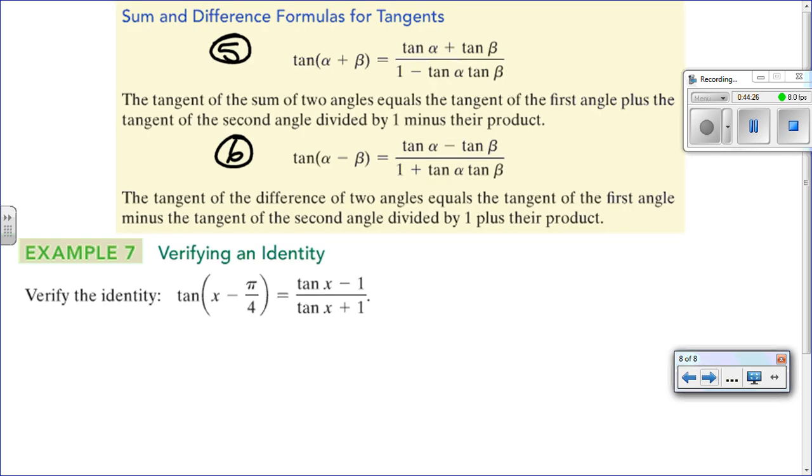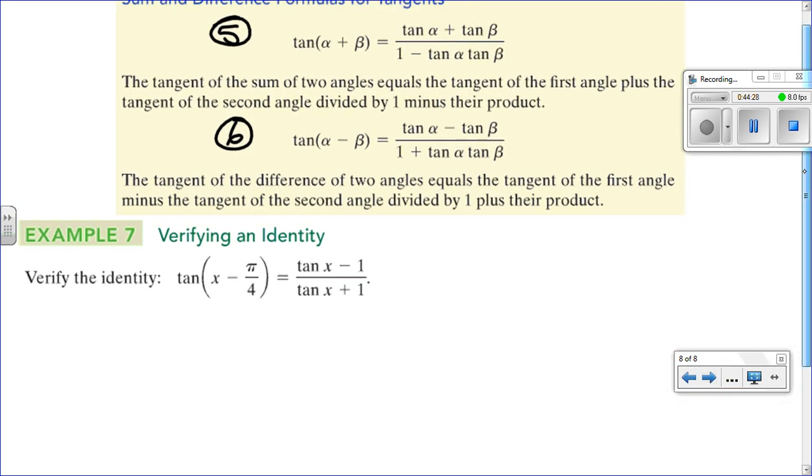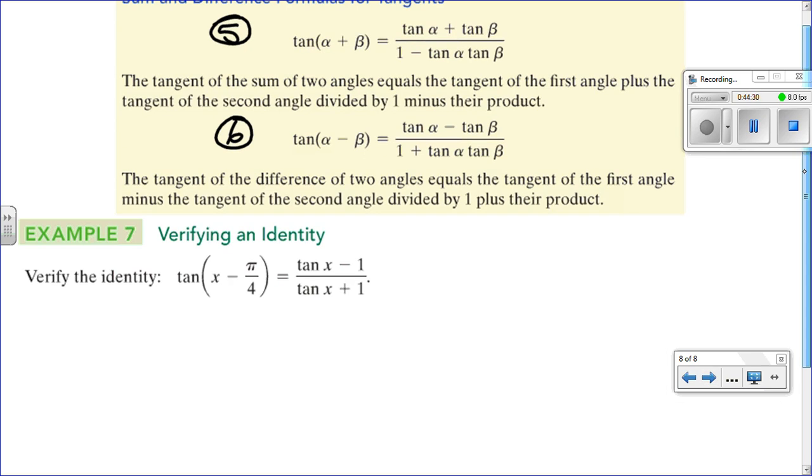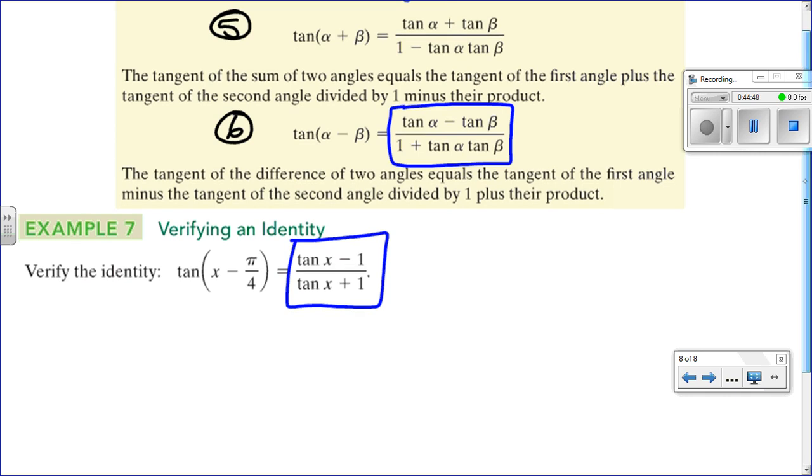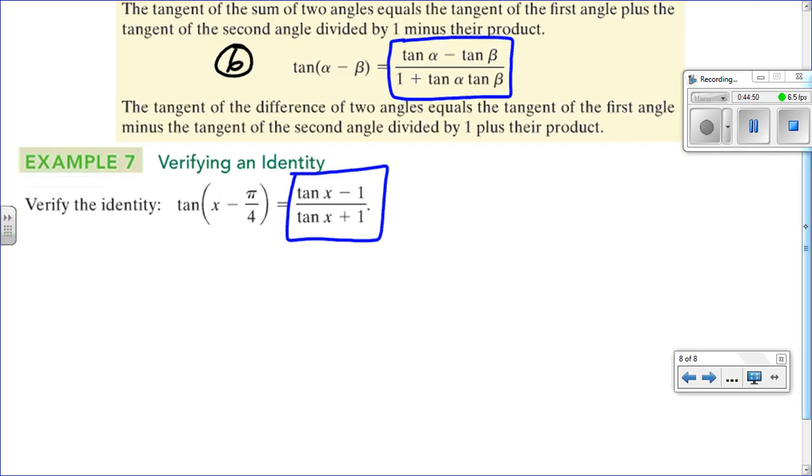Okay, now the last problem. Yay! So we have 2 more formulas, 5 and 6. And we're just going to use formula 6 to prove that this identity is true. Okay? So we're going to be substituting using this formula here. So we start with tangent of x minus pi over 4.